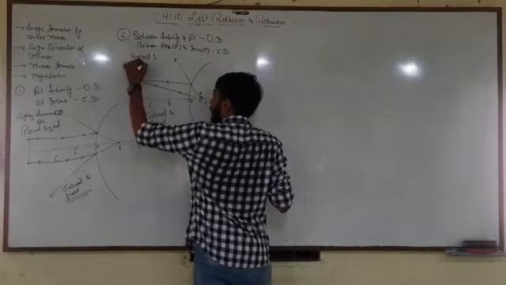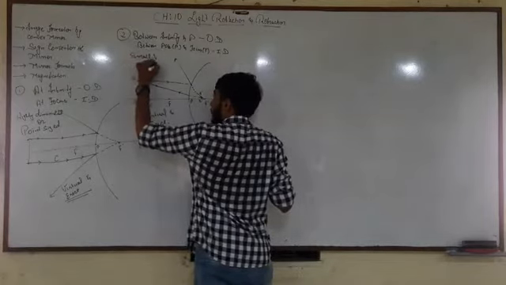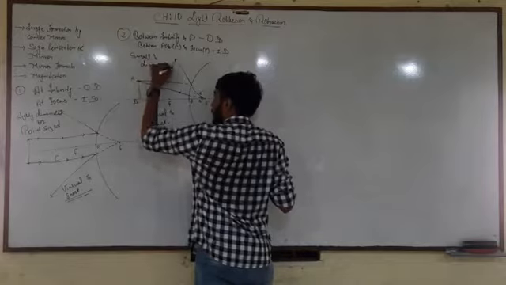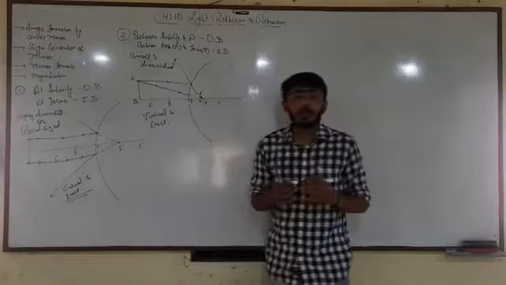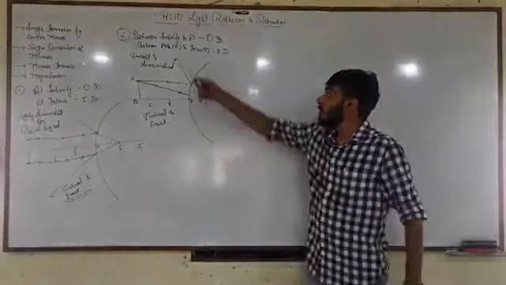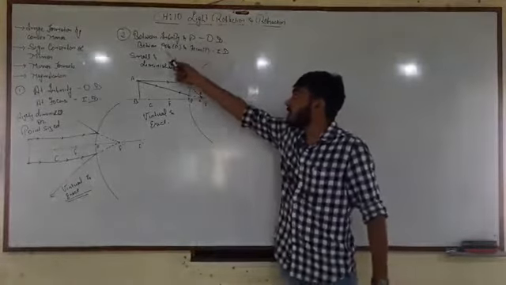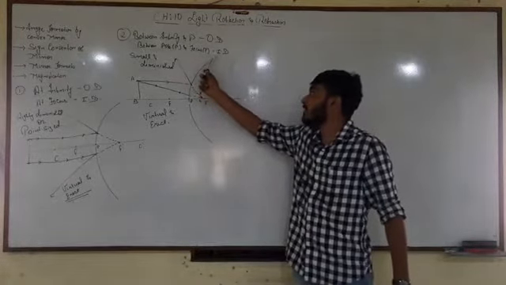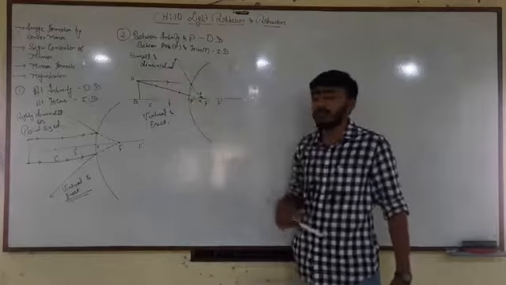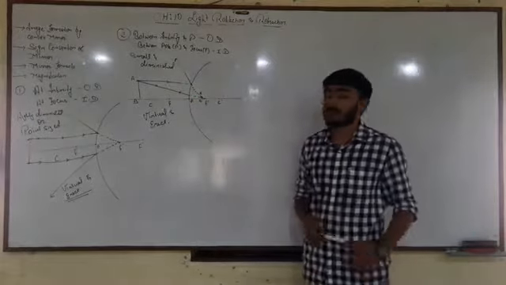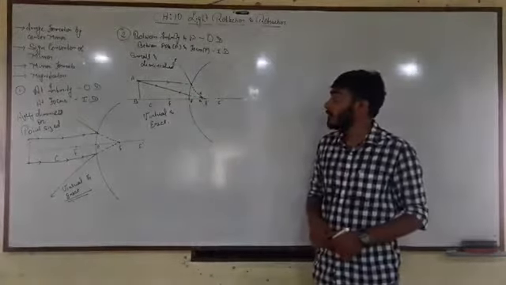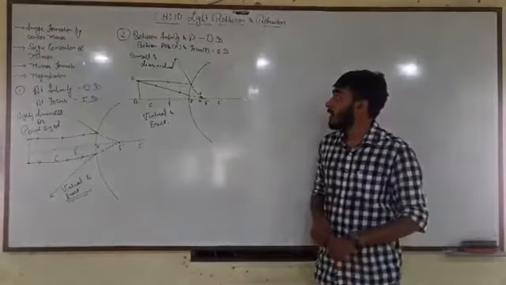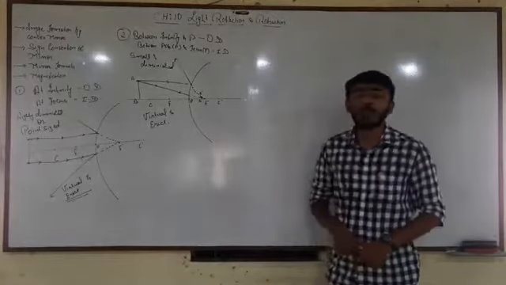Small and diminished. Okay, small and diminished. So between infinity and P, that is object distance. Between pole P and focus F, that is image distance. Small and diminished, virtual and erect is the size and nature of the image given. I hope you are clear with this.